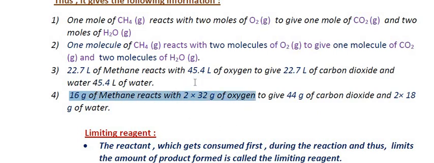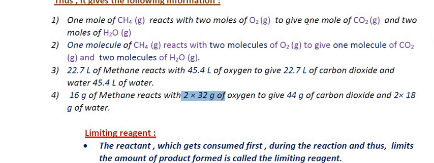Now the question might come to your mind, why am I saying 2 into 32 gram of oxygen? Because you can see that 2 moles of O2 are involved in the reaction. O2 means 2 atoms of oxygen, and the atomic mass of oxygen is 16. So for 1 atom it is 16, and for 2 atoms of oxygen it becomes 32. And since 2 moles are involved, I have written over here 2 into 32 gram of oxygen.